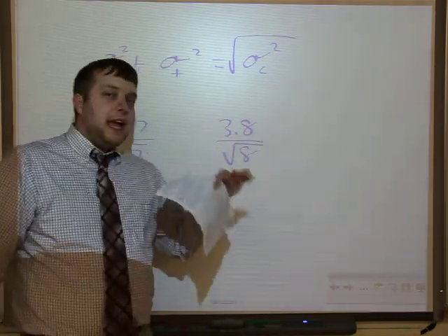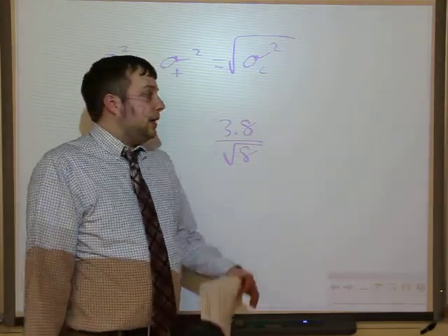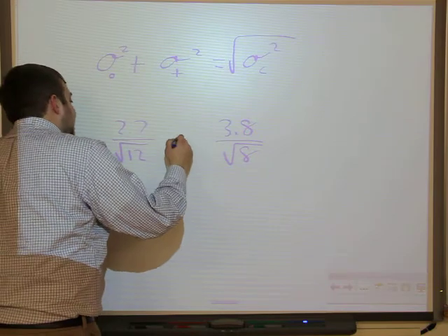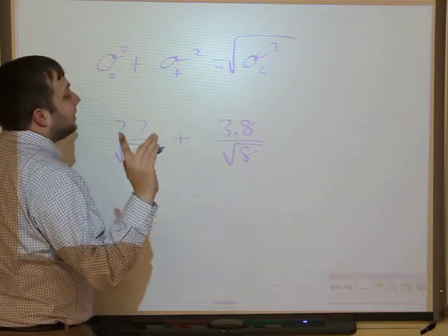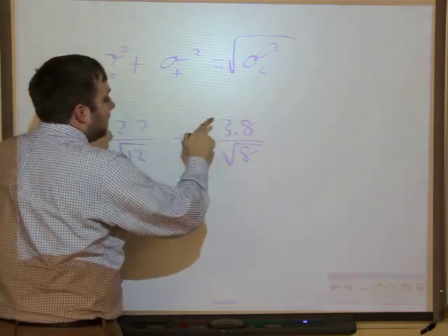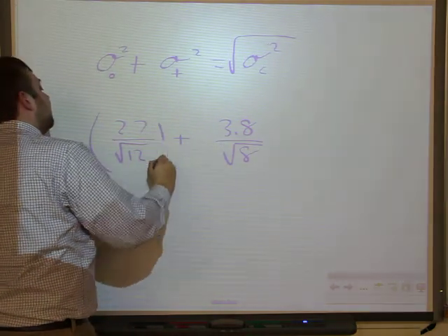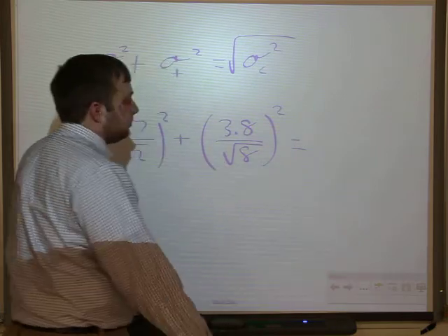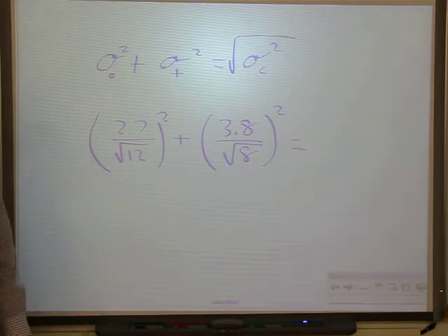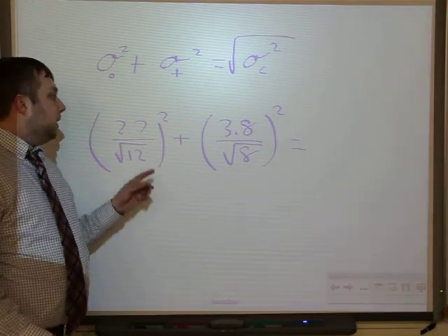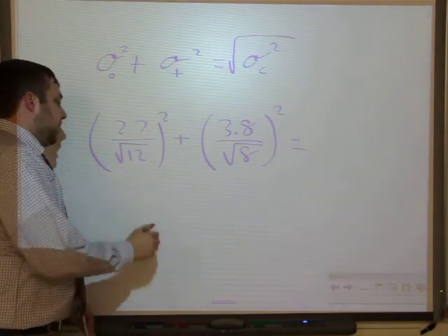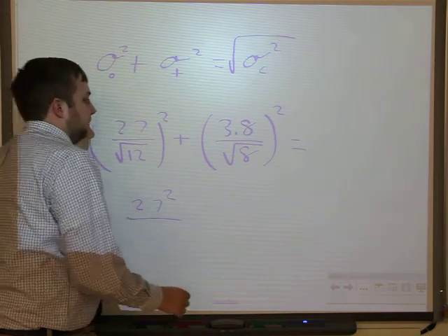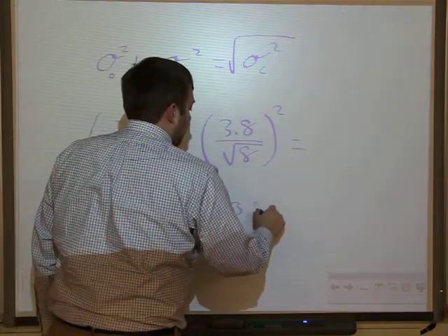Now I can't just subtract them, because that's where we're finding the difference. I have to first of all add them together, but I not only add them together, I have to square them both. What's going to happen if I square that? You're going to get 2.7 squared, if I'm not mistaken. This is going to give me 3.8 squared.